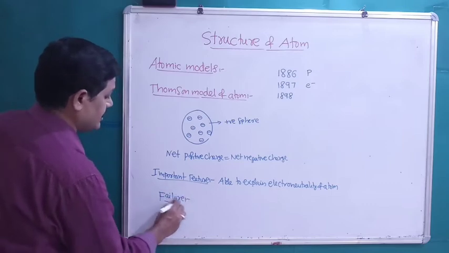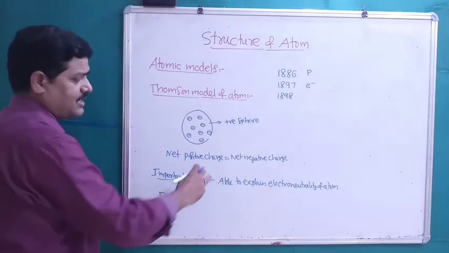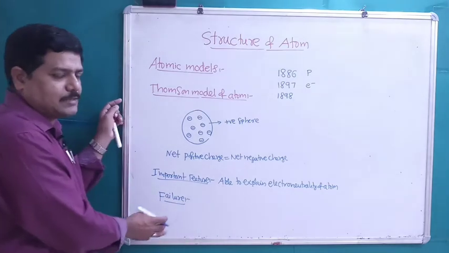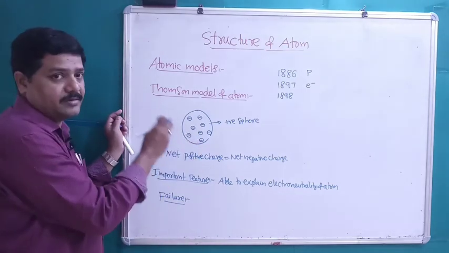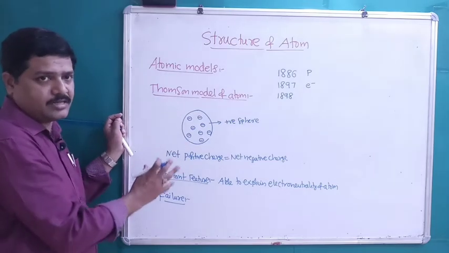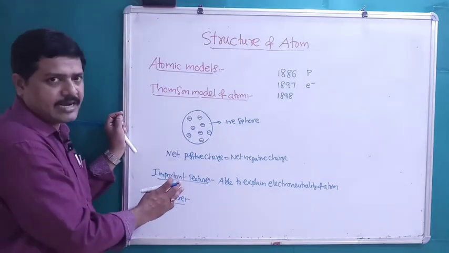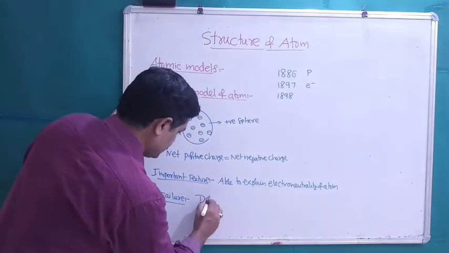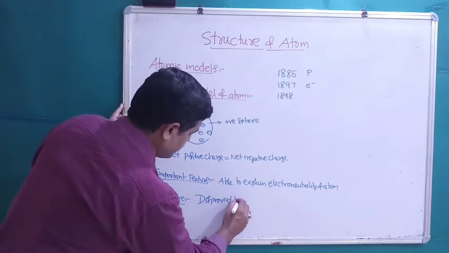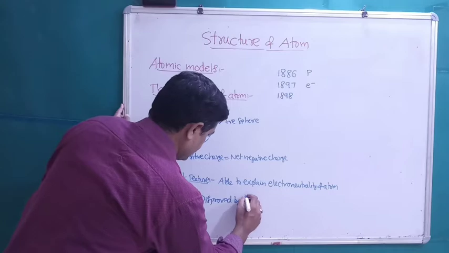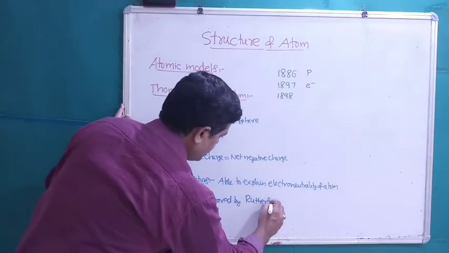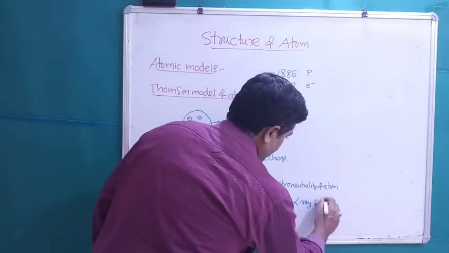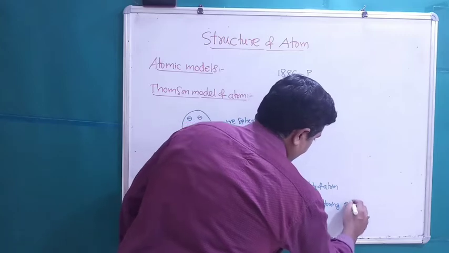Its failure: a research student, his assistant Ernest Rutherford, using his famous alpha ray scattering experiment, disproved the Thomson model. The Thomson model was disproved by Rutherford's alpha ray scattering experiment.